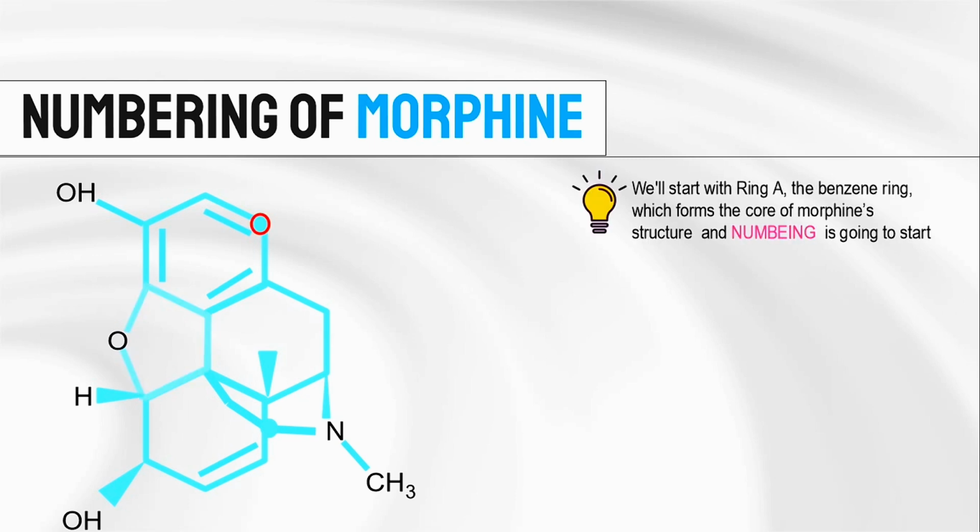Starting with ring A, the benzene ring. The mnemonic for numbering this ring is cyclohexane adjacent. Begin numbering with the carbon adjacent to the fused ring B as carbon 1. Then, number the carbons sequentially around the ring, counterclockwise.